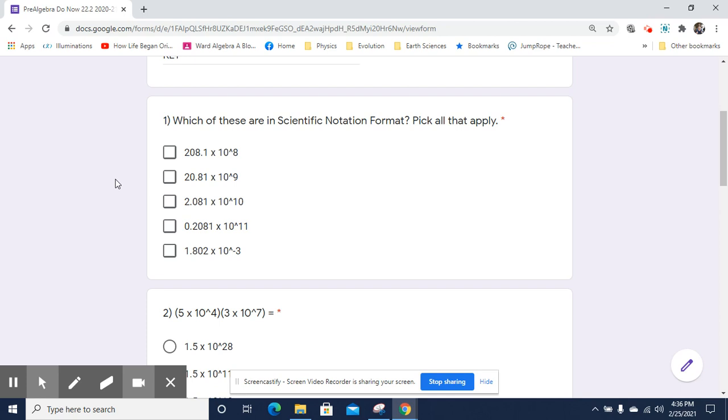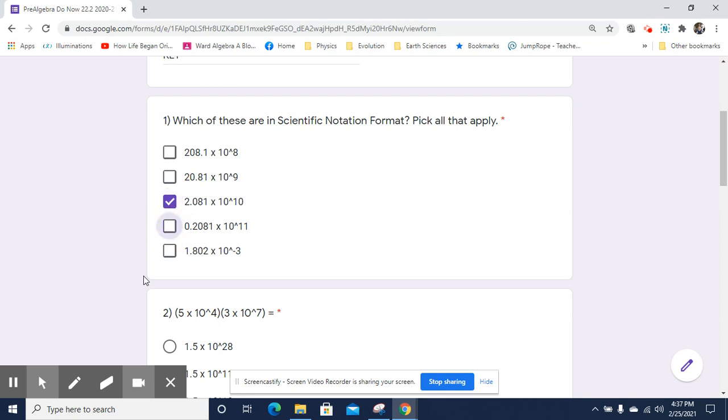So the key thing about scientific notation is the lead digit of the coefficient needs to be just one digit long. This is 3 digits in front of the decimal, so nope. 2 digits in front of the decimal, so nope. 1 digit, that's good. The power is an integer, it's 10. The digit to the left of the decimal is a 0. There are no other digits to the left, so nope, that is not an option.